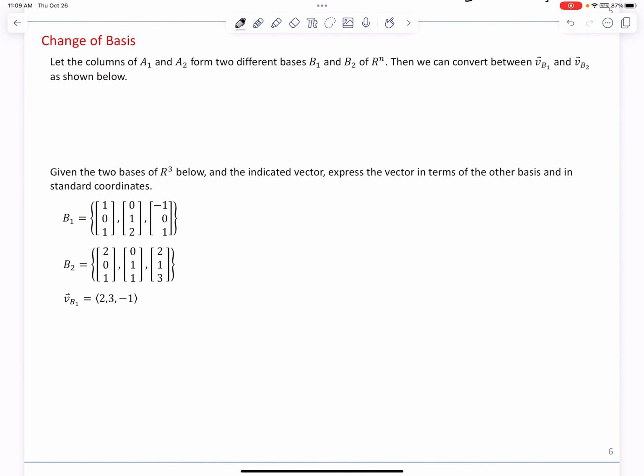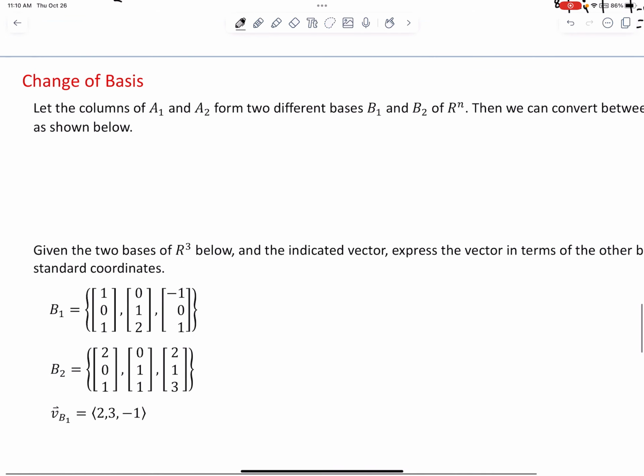This page is about how to convert from the b coordinates for one basis to the b coordinates of a different basis, where neither of the bases are the standard bases. So let the columns of A1 and A2 form two different bases, B1 and B2, of Rn. Then we can convert between the B1 coordinates and the B2 coordinates of a vector, as shown below.